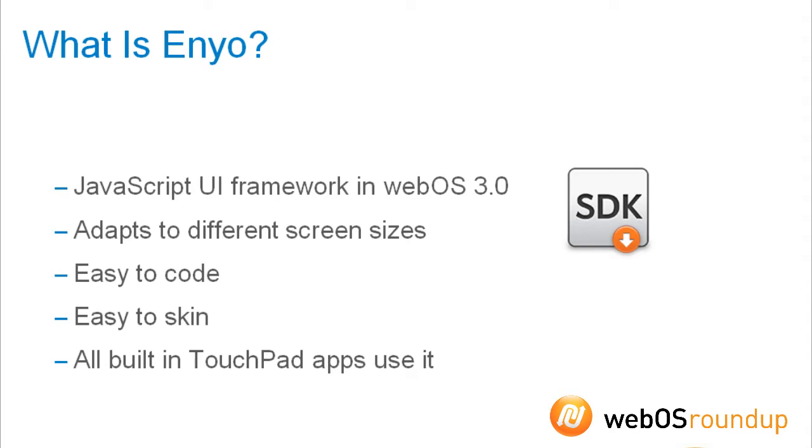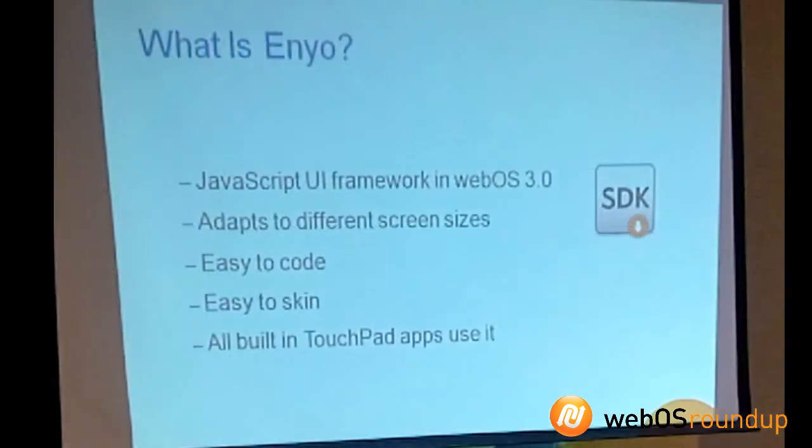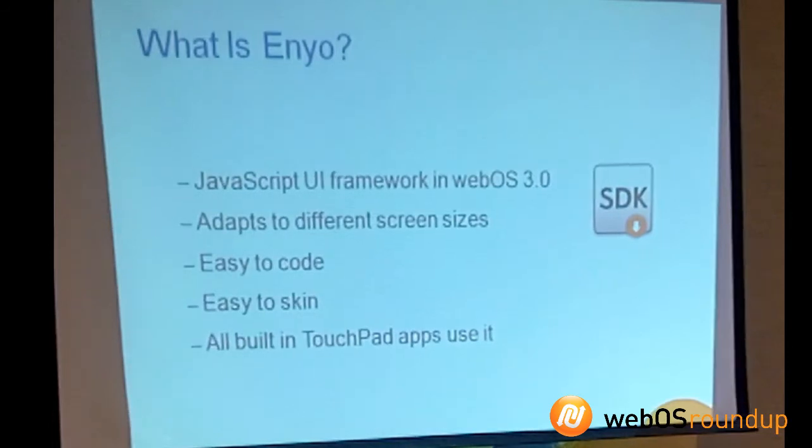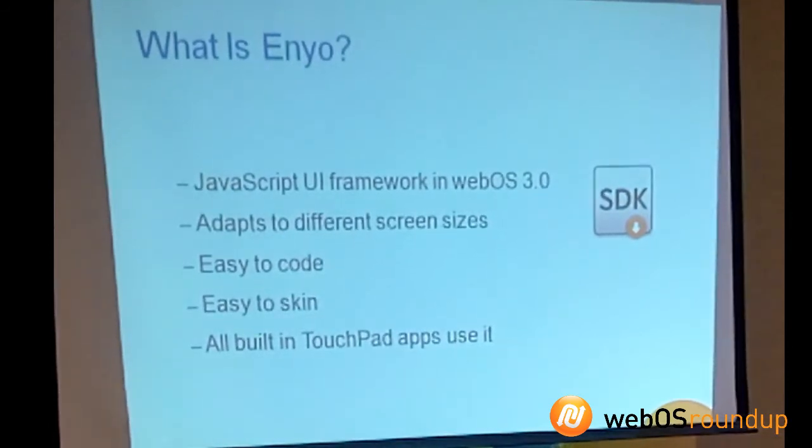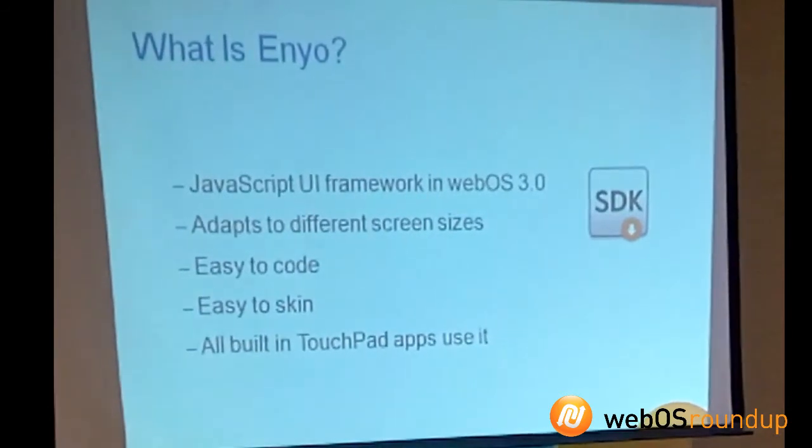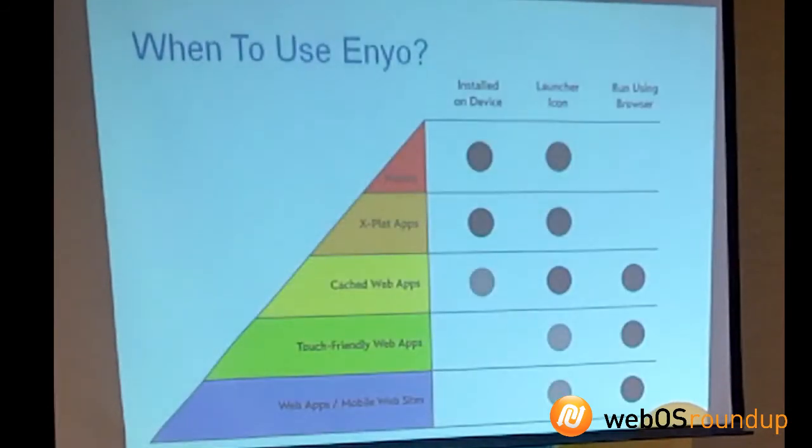It's easy to code in once you get the hang of it, and it's really easy to scan through CSS classes. All the TouchPad apps on the device are actually built using Enyo, and you can get those off of the device if you want to and look at the source code for them to see how they work. So when do you use Enyo?